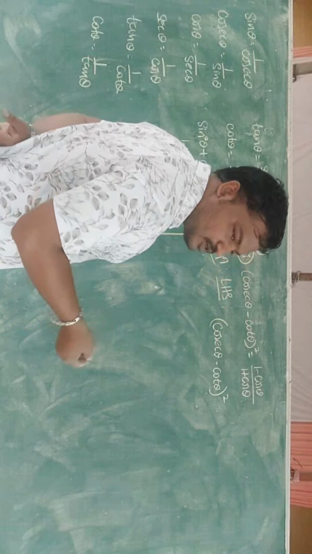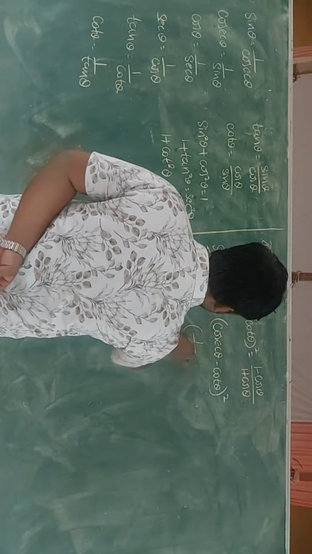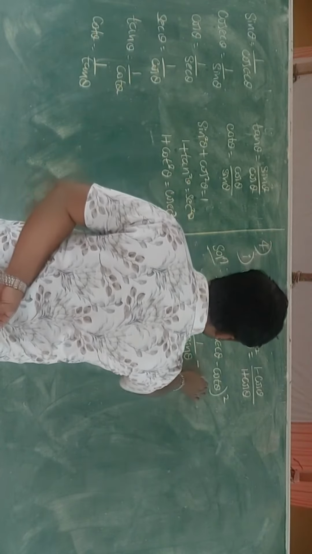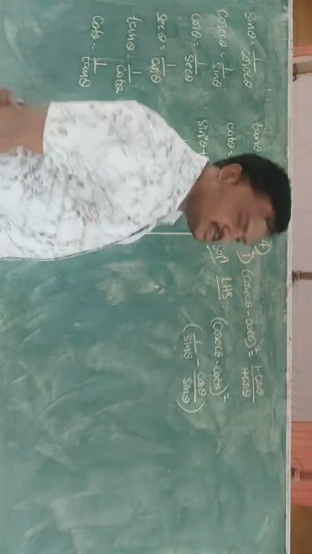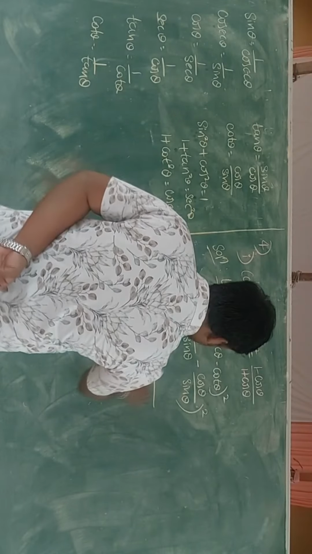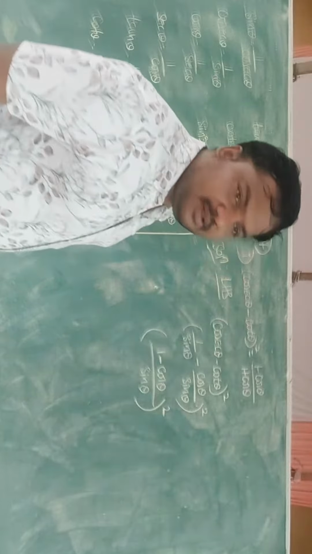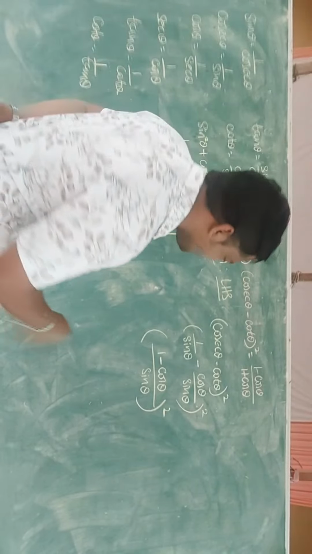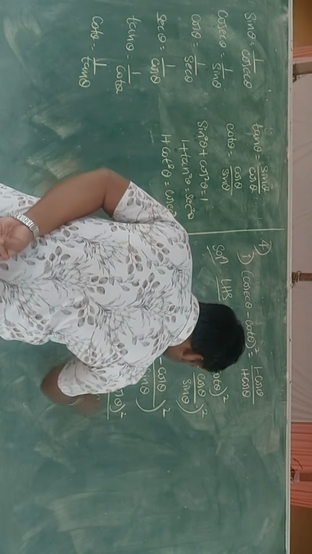So cosec and cot you can write in the form of sin and cos, because the right hand side is in the form of cos. Cosec theta is 1 upon sin theta, minus cot theta which is cos theta upon sin theta, whole square. Now the LCM is sin theta: (1 minus cos theta) upon sin theta, whole square. Now I will separate the square: for the numerator (1 minus cos theta) square, for the denominator sin square theta.